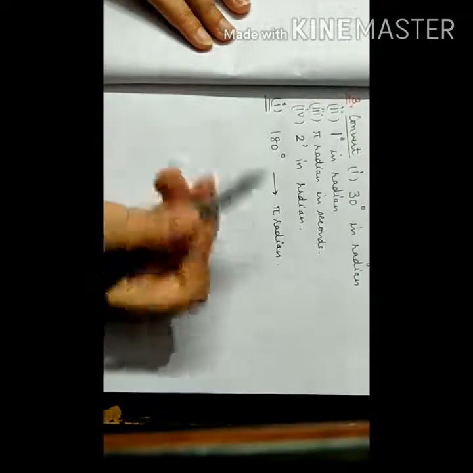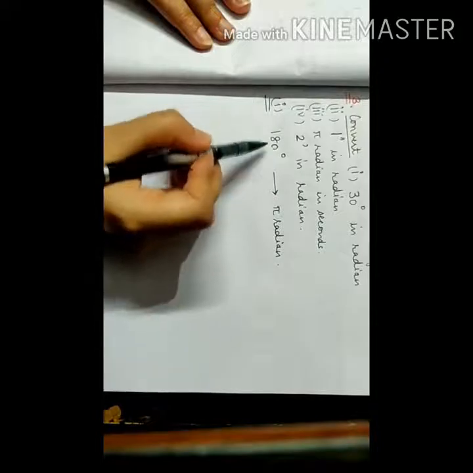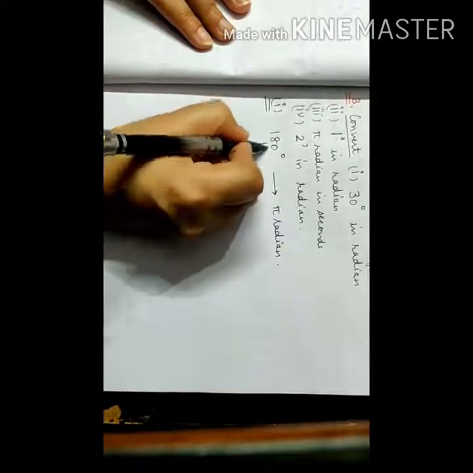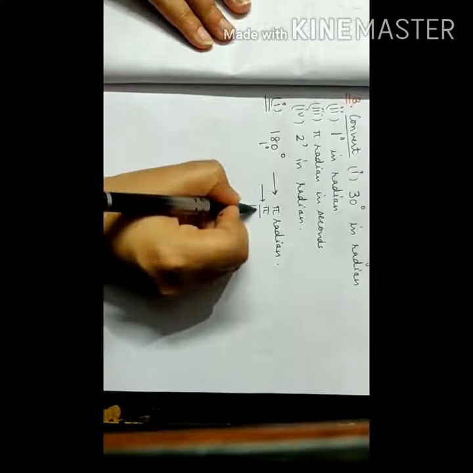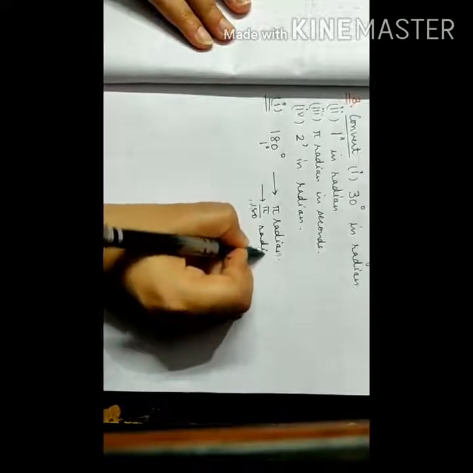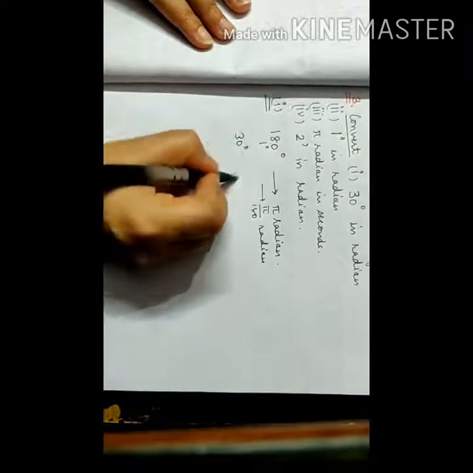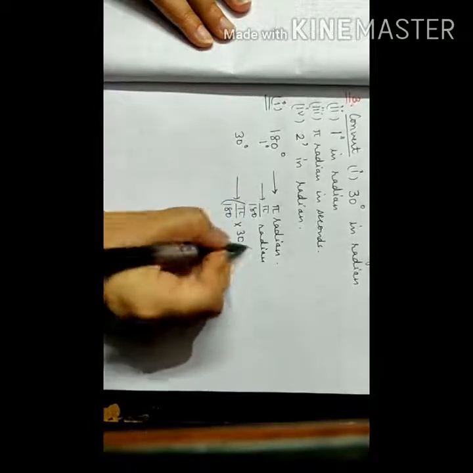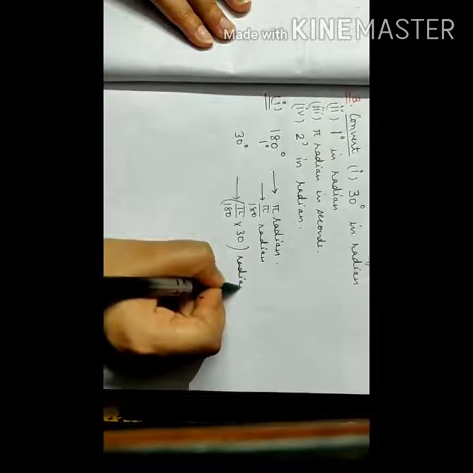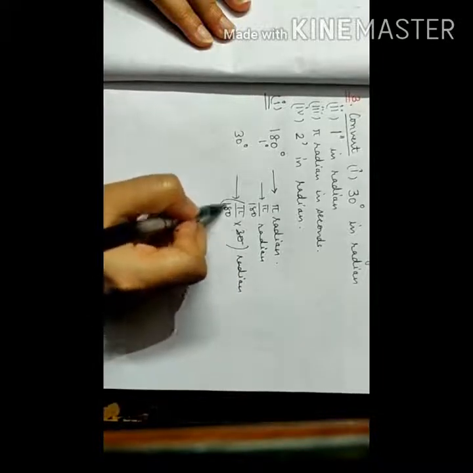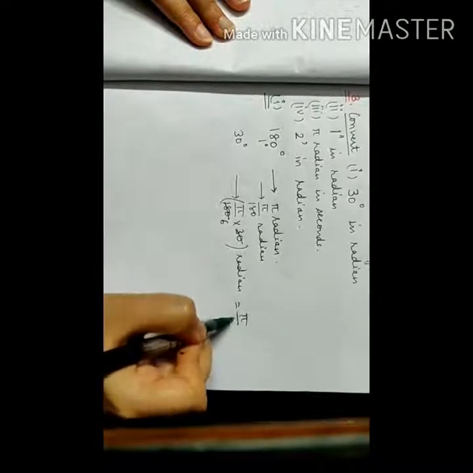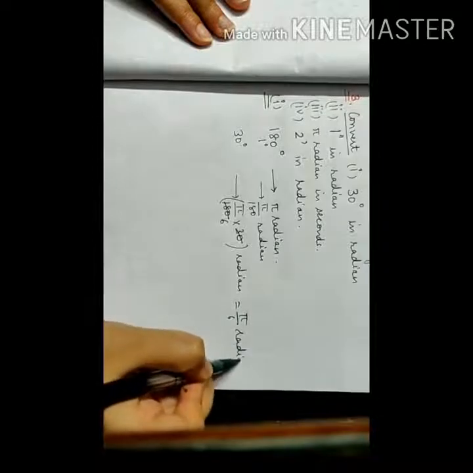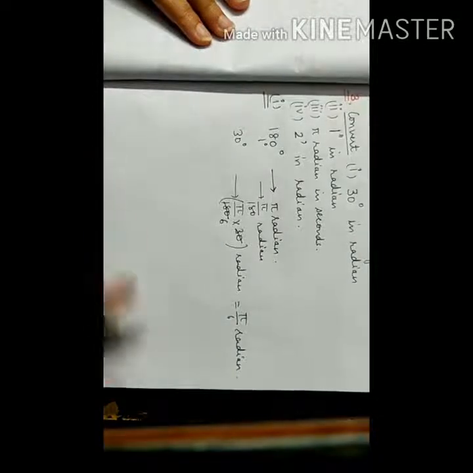right? Now we can use the unitary method. 180 degree is equal to pi radian. Then 1 degree would be equal to pi by 180 radian, and then 30 degree would be equal to pi by 180 into 30 radian. When you will convert it, it will be pi by 6 radian. So answer to the first question is pi by 6 radian.